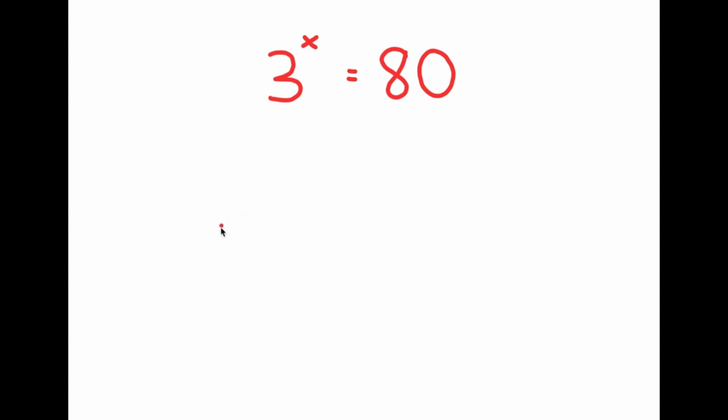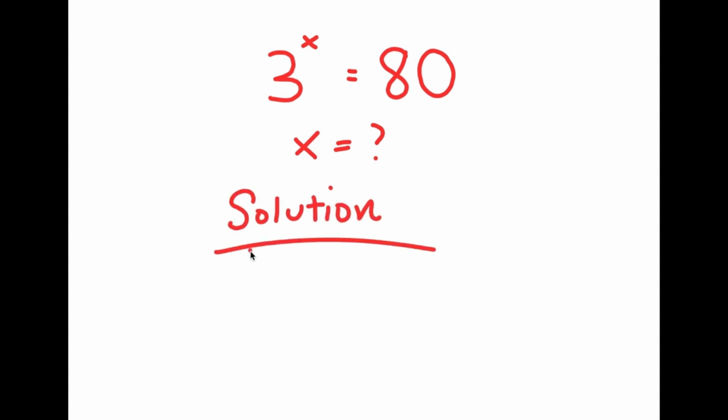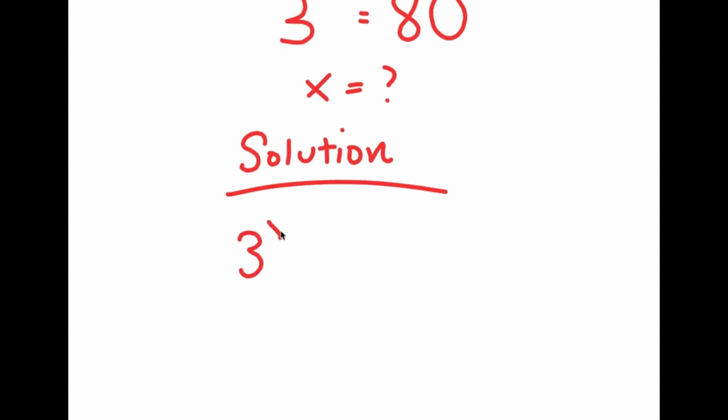Alright, so in this problem, I have 3 to the power of x is equal to 80. So I want to find the value of x here. So for my solution, I first start with 3 to the power of x is equal to 80.